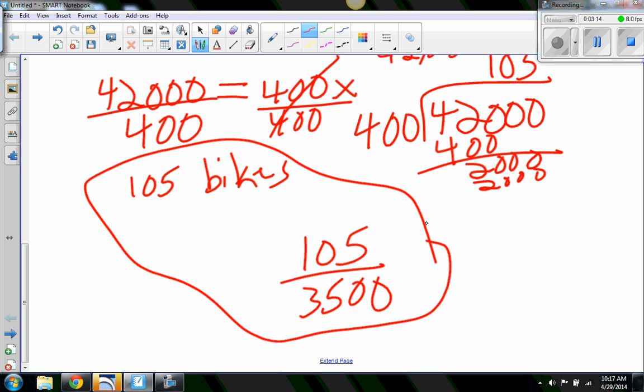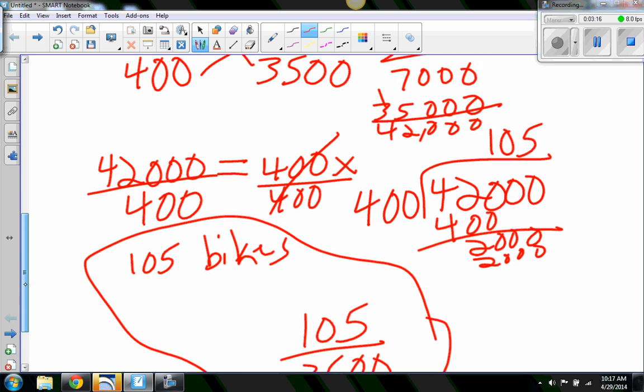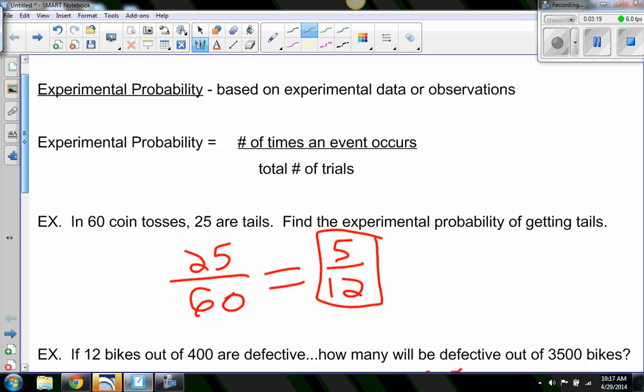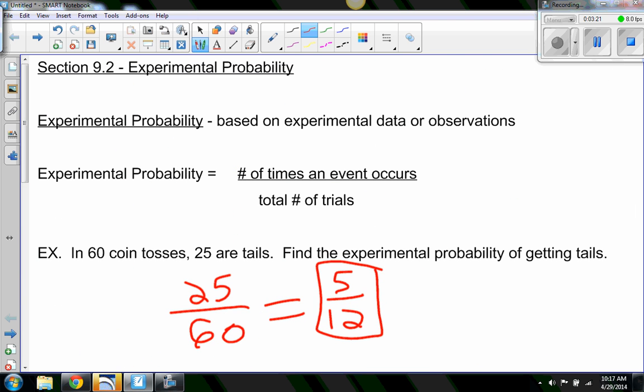So it depends how they're asking the question. 105 bikes are defective. So there's really not much to this. It's kind of just like what we were doing with theoretical probability, but it's experimental this time. So bring that knowledge with you.